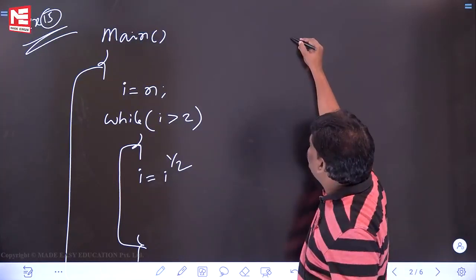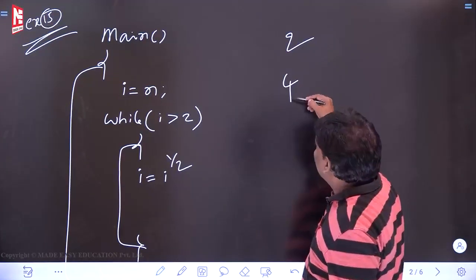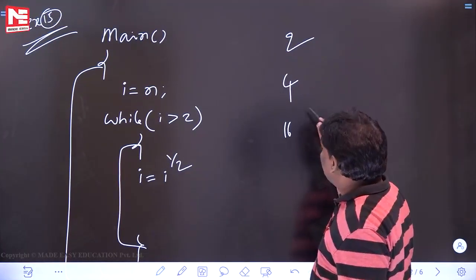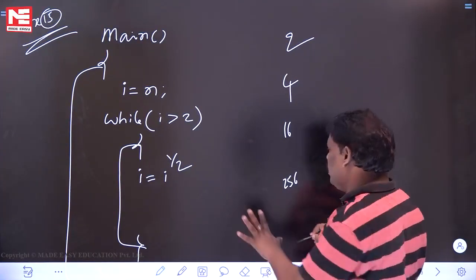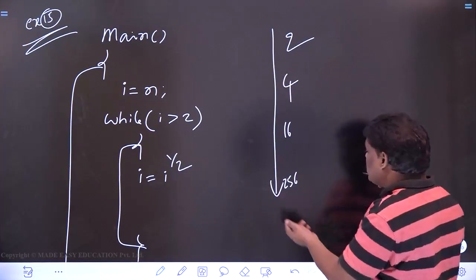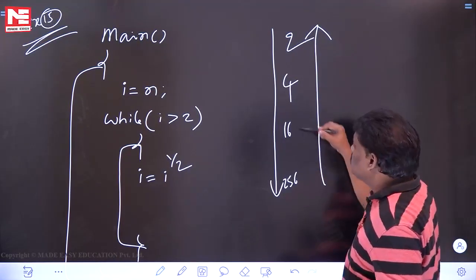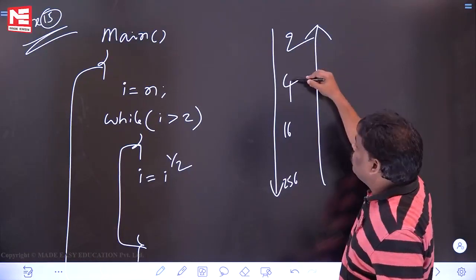If you see the previous problem, first 2. Next 2 square, 4. Next 4 square, 16. Next 16 square, 256. Right? Everyone knows, previously always square. Now, what is the answer? Always root. Let me check. I think 256 root 16, 16 root 4, 4 root 2.